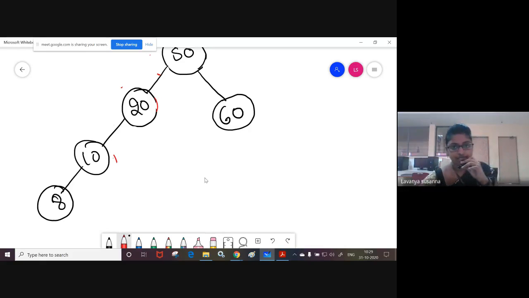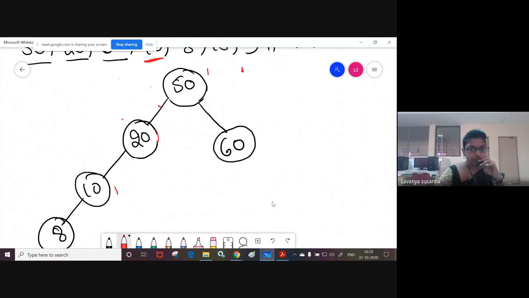Let us find. See here. For node 50, what is the balancing factor? B equal to, what is the height of the left subtree? 1, 2, 3. Total, there are 3 links. So write down 3 like this. Right subtree height, there is only one child, only one link, so 1. 3 minus 1, 2. Balancing factor is 2.